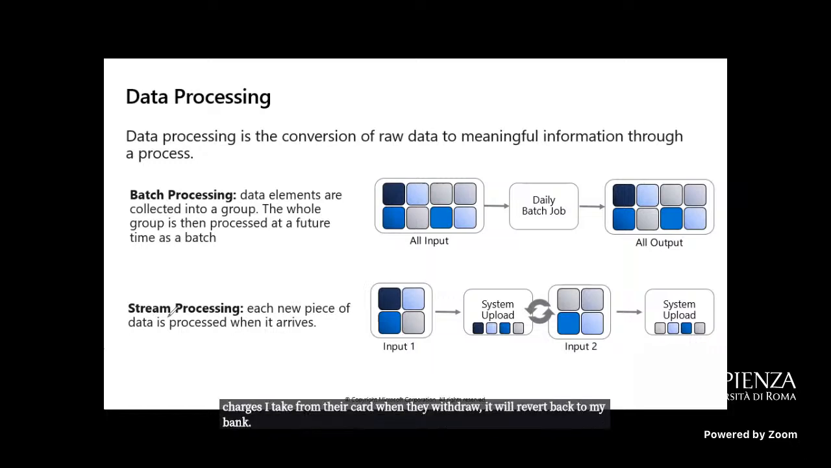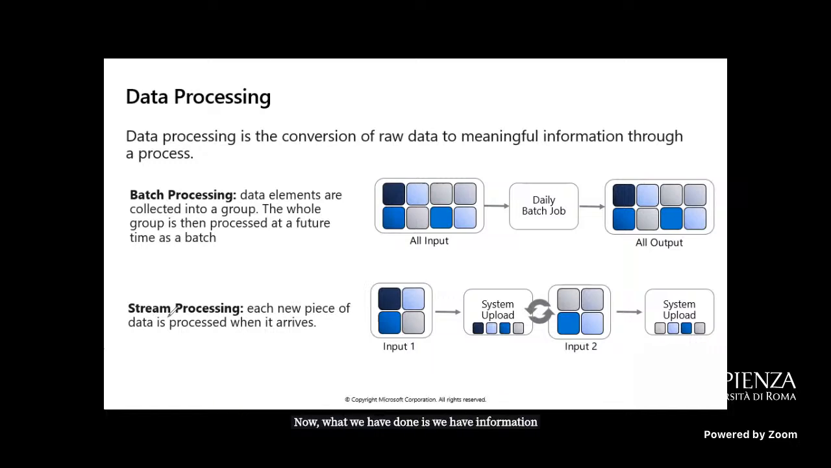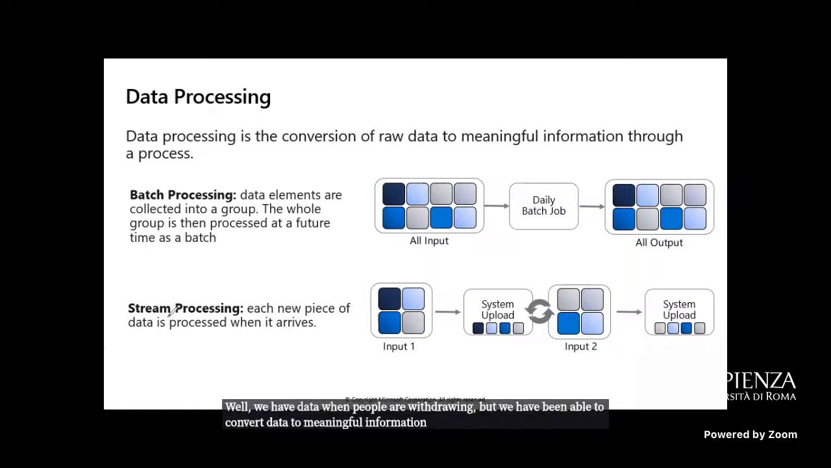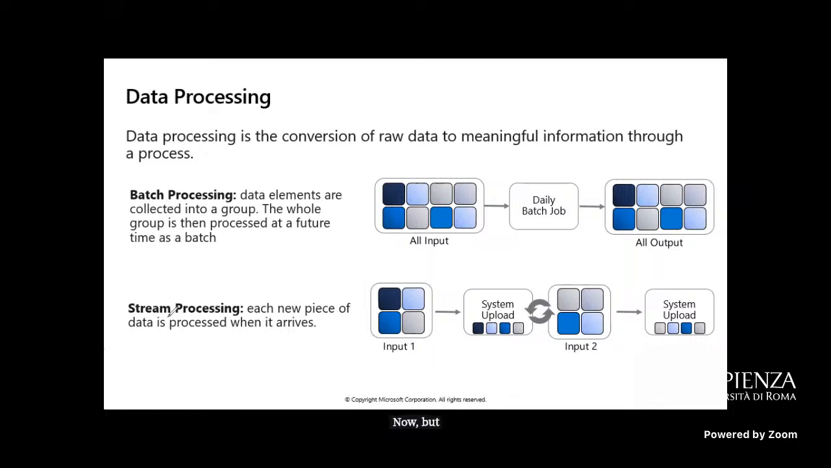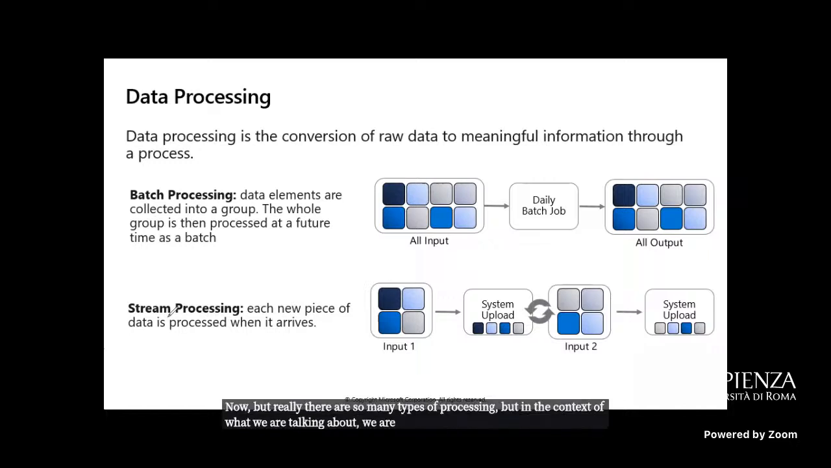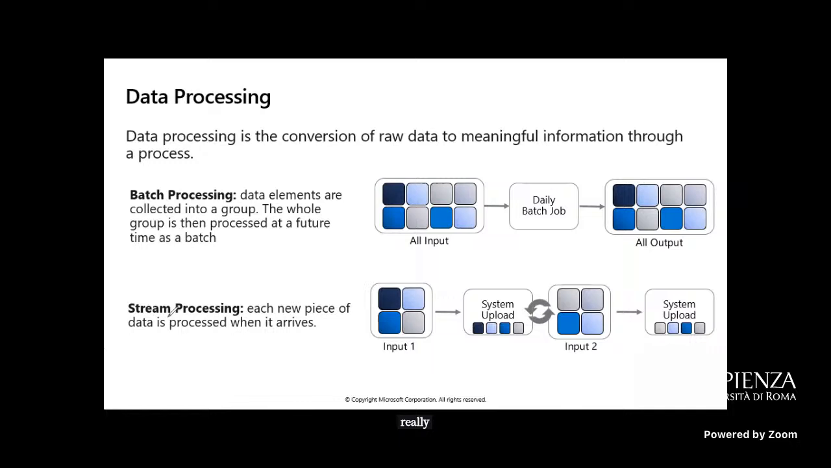Now, what we have done is we have data of when people are withdrawing, but we have been able to convert data to meaningful information, and we have done that through data processing. Now, there are so many types of processing, but in the context of what we are talking about, really there is batch processing, and then there is stream processing. When we say batch processing, what we mean is your data is not processed immediately it gets into the system.